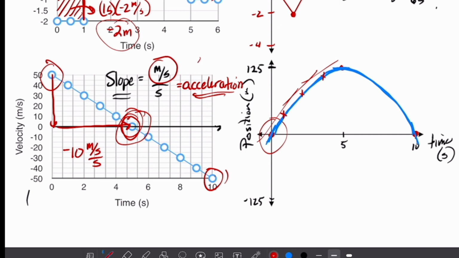If the acceleration is in the direction of motion, your object is speeding up. If the acceleration is in the opposite direction of the direction of motion, then your object is slowing down. If the acceleration is in the direction of motion, you're speeding up. If the acceleration opposes the direction of motion, you're slowing down.